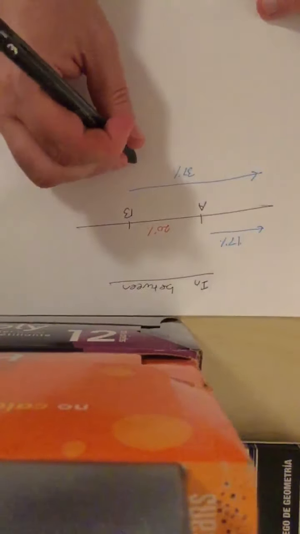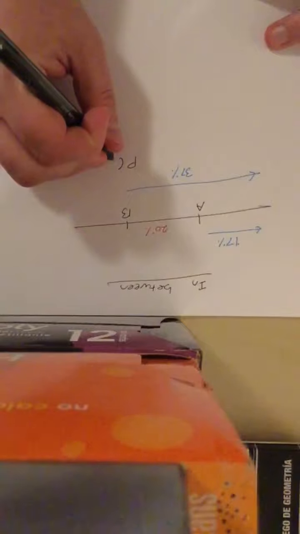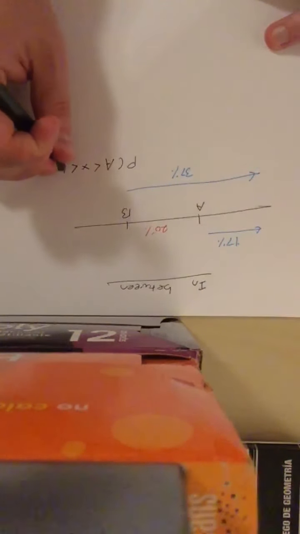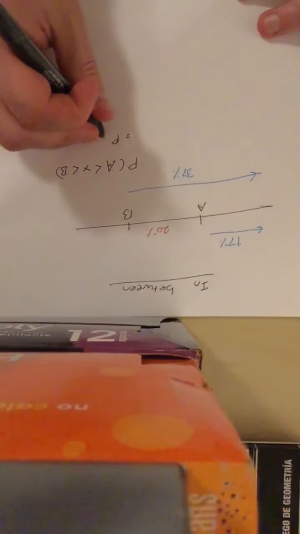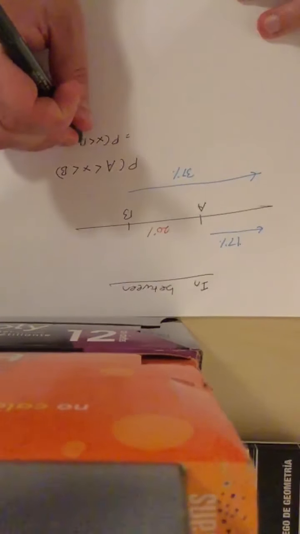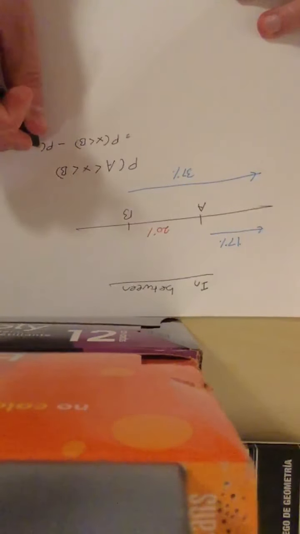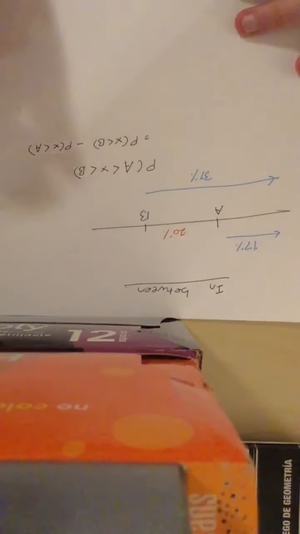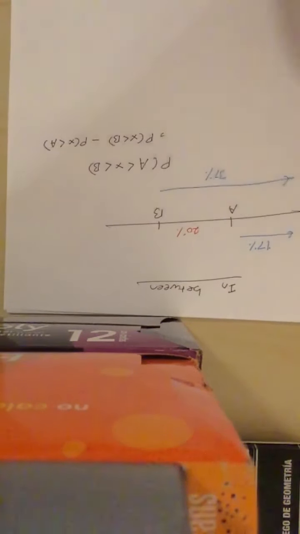Or to put it another way, the probability that our x is between A and B is going to be the probability that it's less than B minus the probability that it's less than A. So the probability it's less than the bigger one minus the probability that it's less than the smaller one.